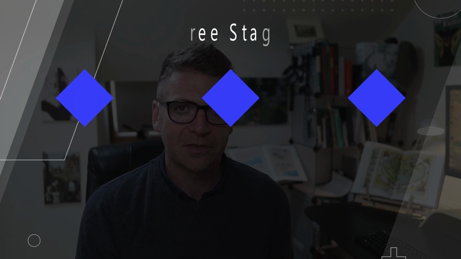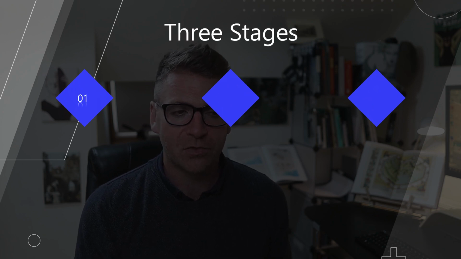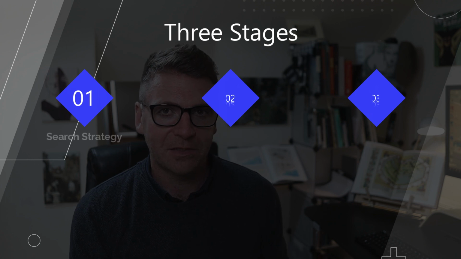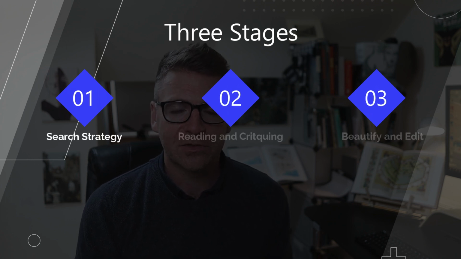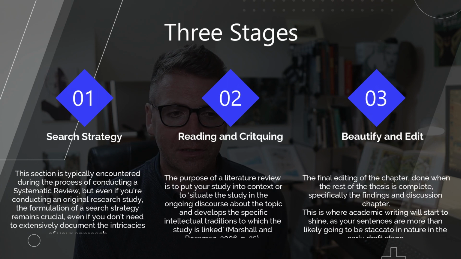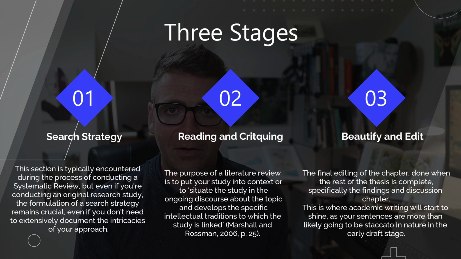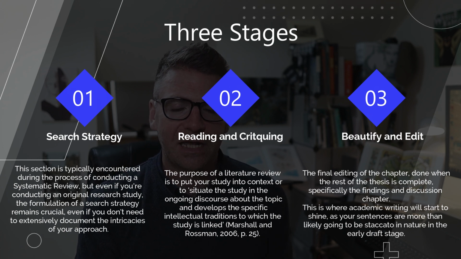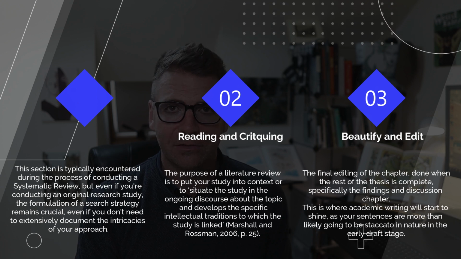So I'm going to provide 3 basic stages in conducting your own literature review. Stage 1 will be the search strategy. And this is essentially where you're sort of looking through the literature that's there, looking at the methodologies they used, what are your inclusion criteria, how vast and how narrow are your parameters for seeking out the literature. Second stage is reading and critiquing that literature. And the third stage is editing and what I call beautifying the draft. So that comes at the very end.